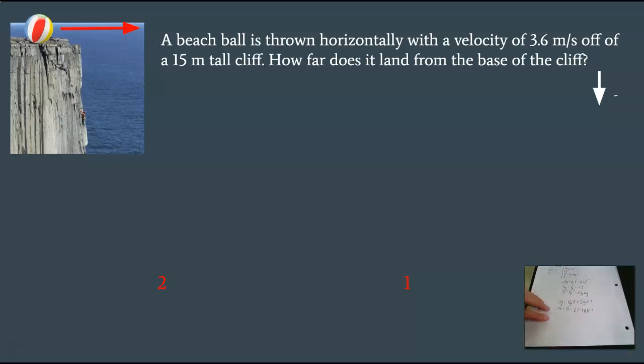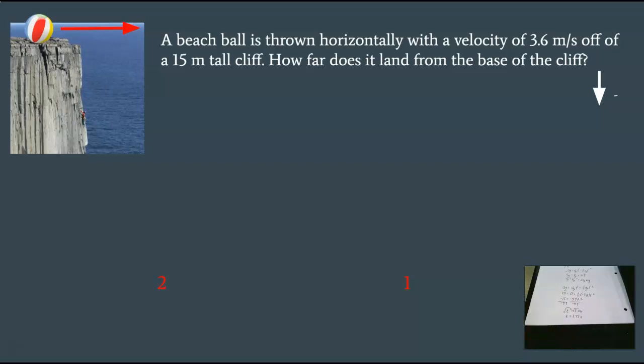I have to get my calculator out here. I know a negative 15 is equal to a negative 4.9 t squared. I'm going to divide each side by a negative 4.9. And I get t squared is equal to 3.06, and if I take the square root of both of those, I get a time of 1.75 seconds. Got it.